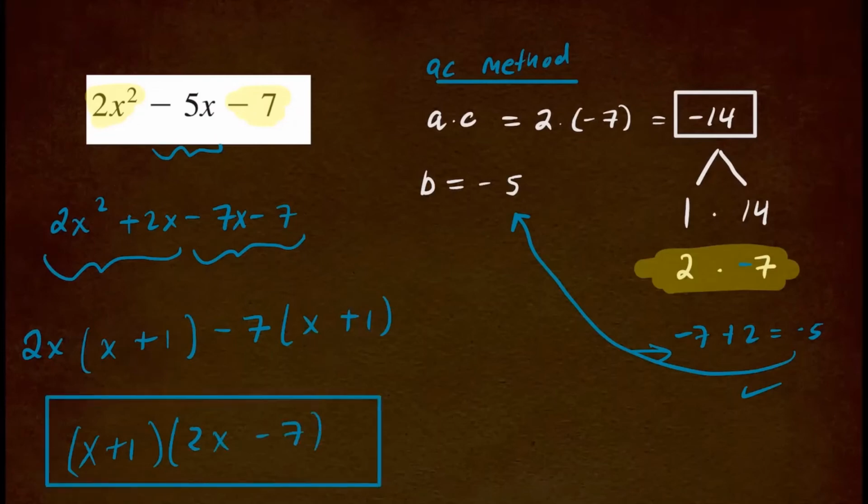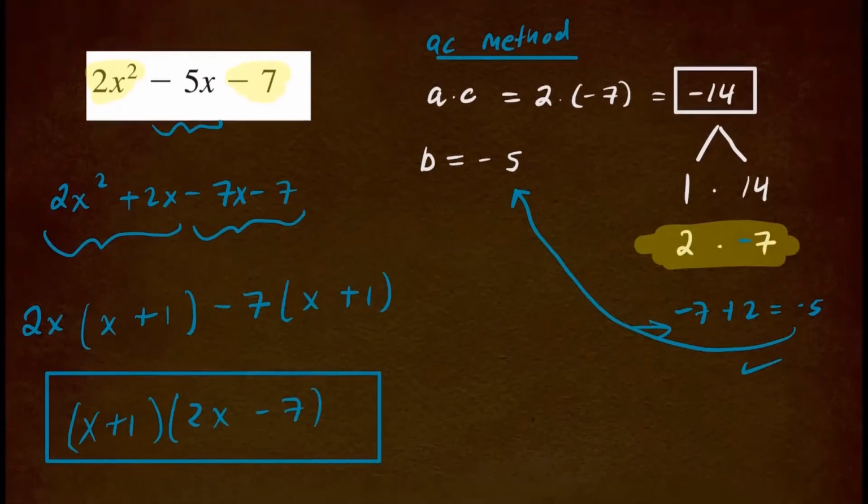So you see how you have to use two methods for this one because it's a trinomial, and you can break it into 4 terms, then you can use grouping. If you ever want to check your answer, just distribute and you should get the initial terms.